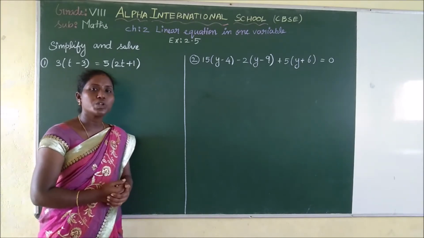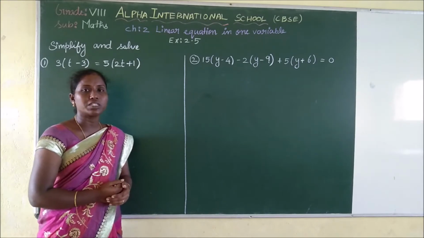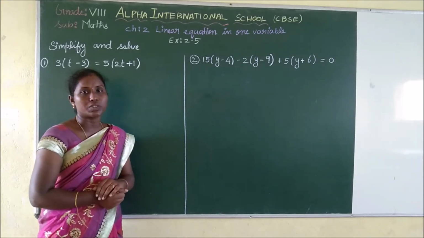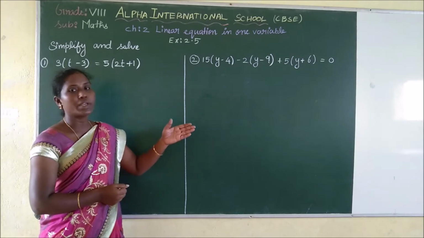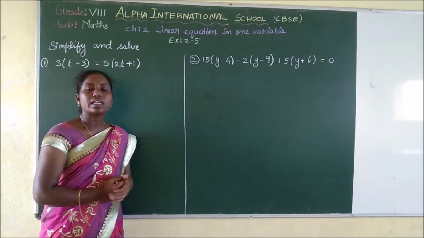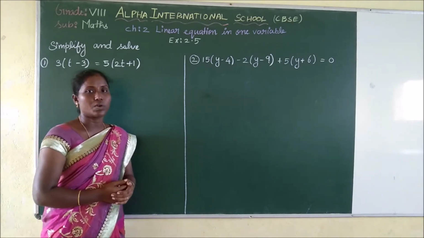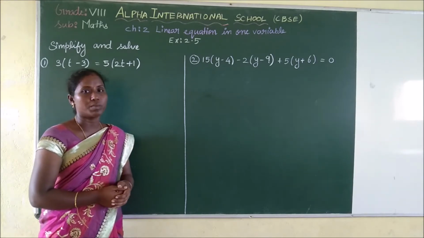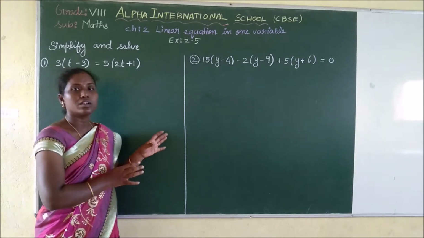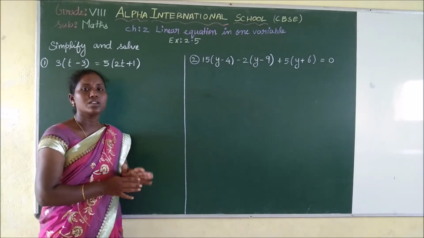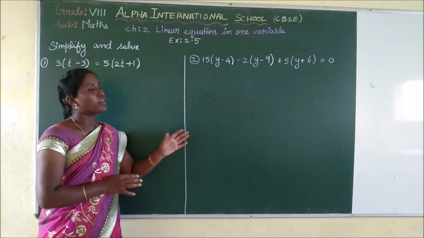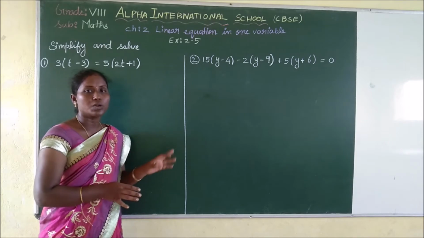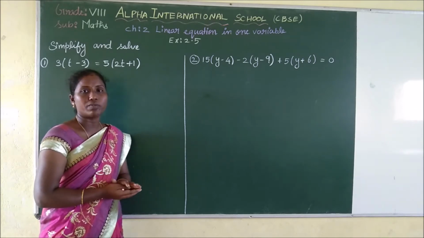And what about the solution of the linear equation? The linear equation has only one solution. If you plot the linear equation in the graph, we will get a straight line graph. This is all we have learned about the linear equation in one variable. Today we are going to complete the fifth exercise and sixth exercise. After completing this exercise, we are going to complete the whole chapter, linear equation in one variable.